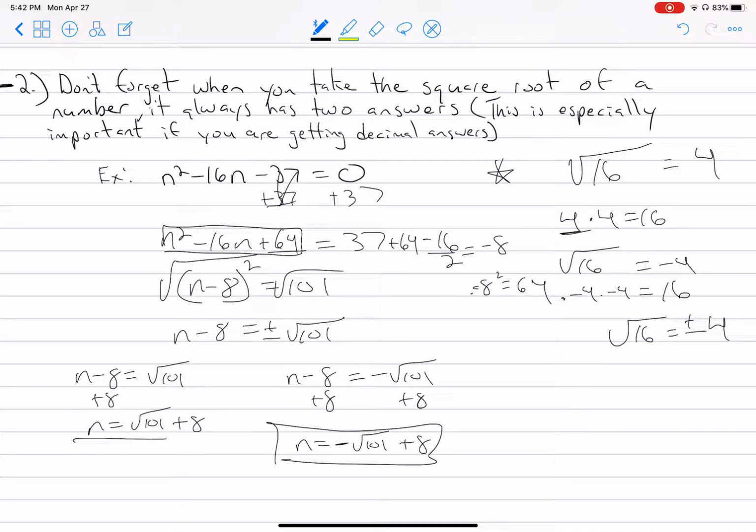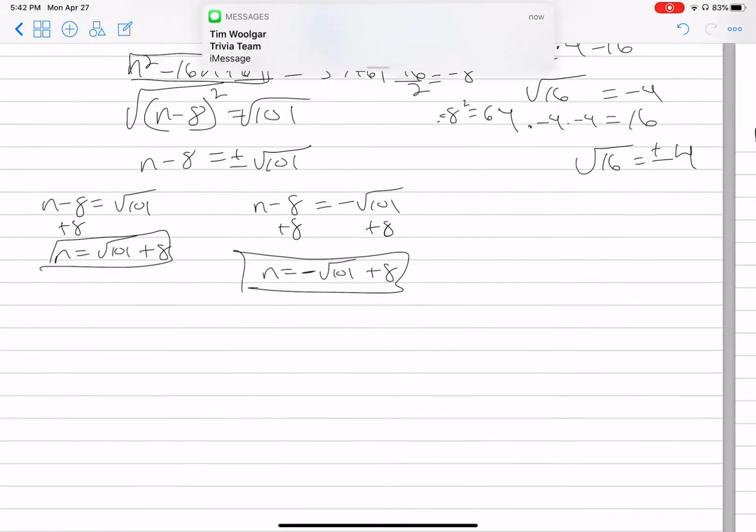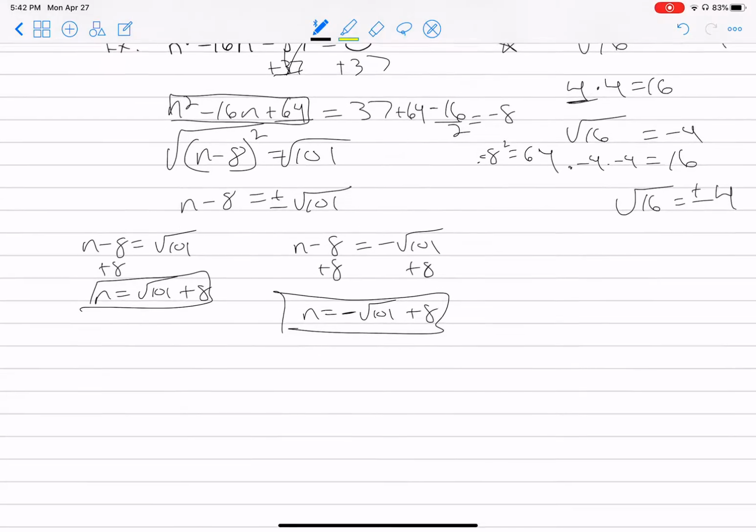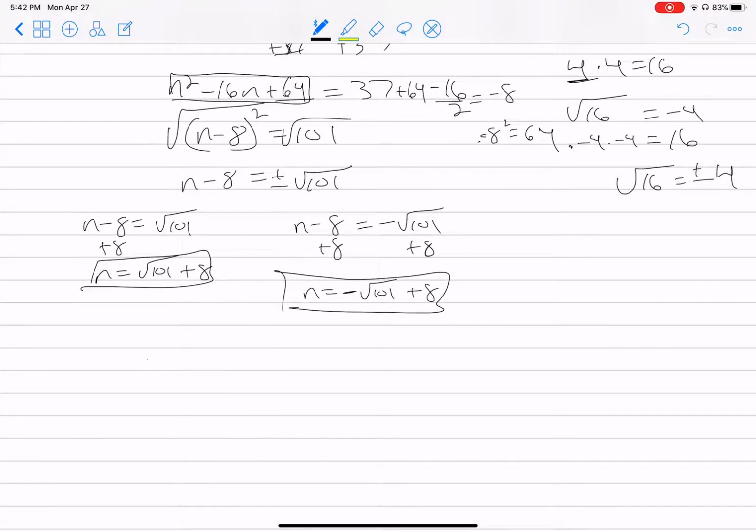Two answers. But there was a subset of you who did this a little bit differently. You did it like this, n squared minus 16n.